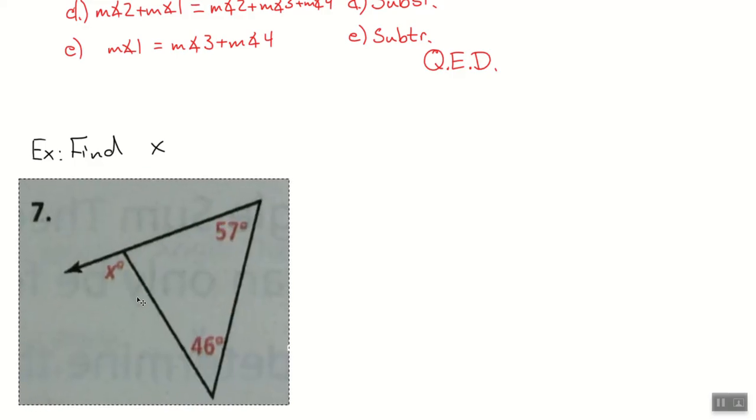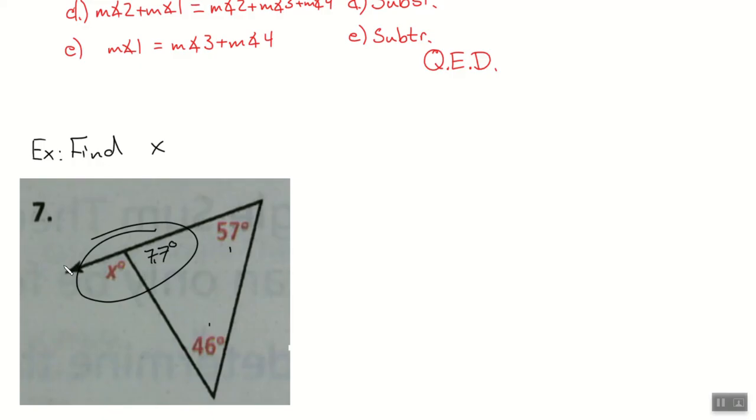Here it is. On this problem, conceivably, what do I know? This and this and this add up to 180. So let's see, this is 3 short and that's 14 short. So this is what here? 77 degrees. And we just said that these 3 add up to 180. Once that's 77, what do these add up to? 180. So we could get x equals 103 doing that.